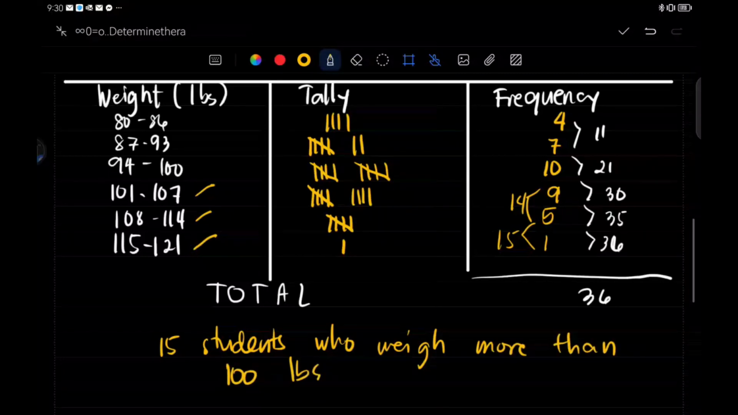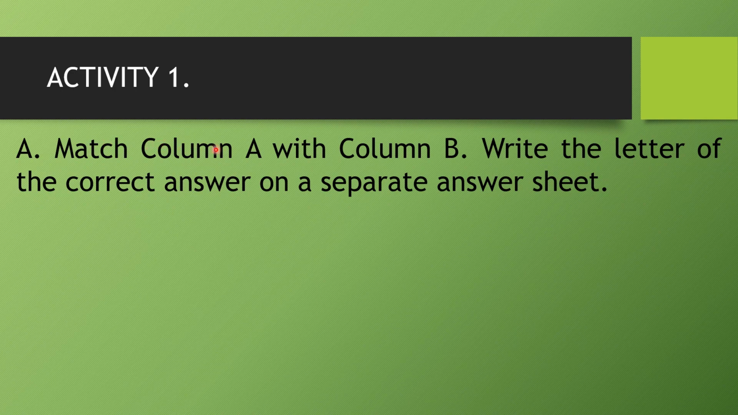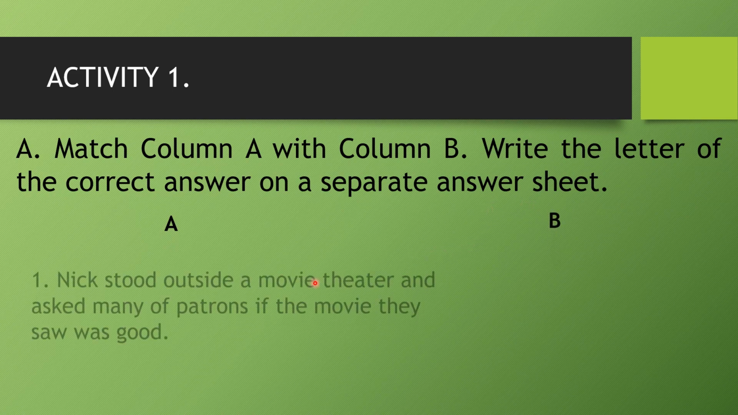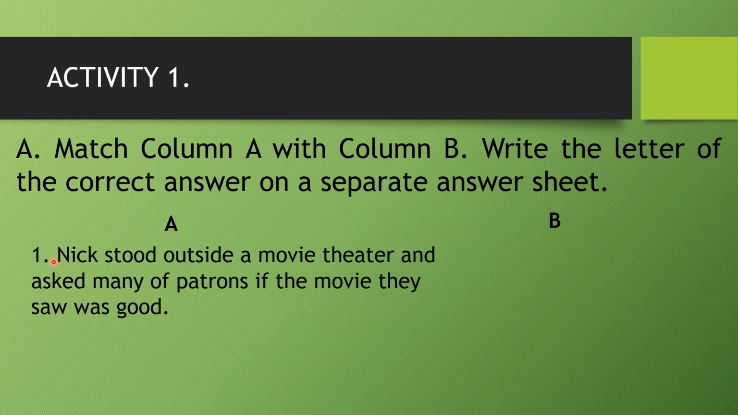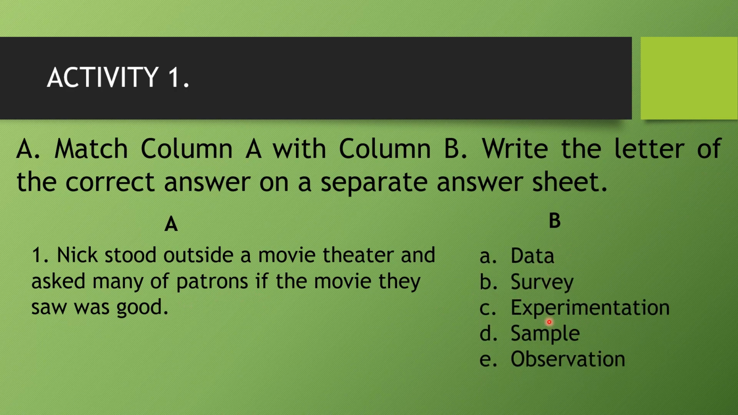For your activity, we have here match column A with column B. Write the letter of the correct answer on a separate answer sheet. So we have here column A and column B. Column A, we have number 1. Nick stood outside a movie theater and asked many of the patrons if the movie they saw was good. These are the possible answers.